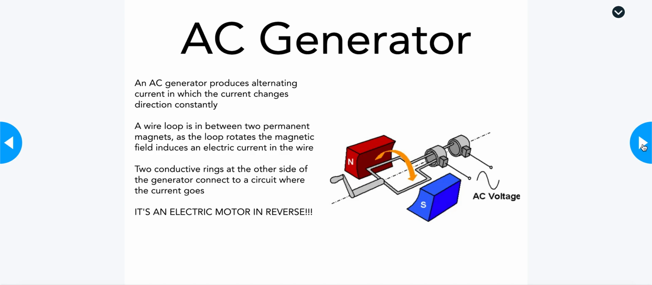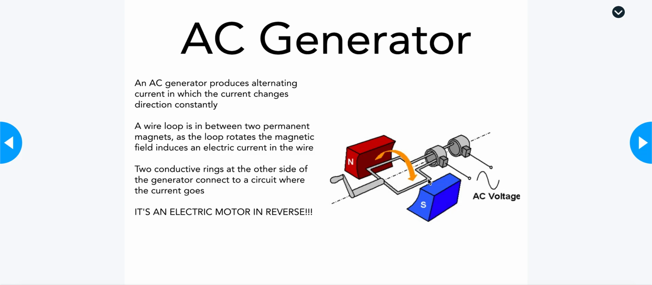All right, so let's go ahead and start off with the simplest type of generator, and it is called an AC generator. An AC generator produces alternating current in which the current changes direction constantly. So this would be an example of an AC generator.